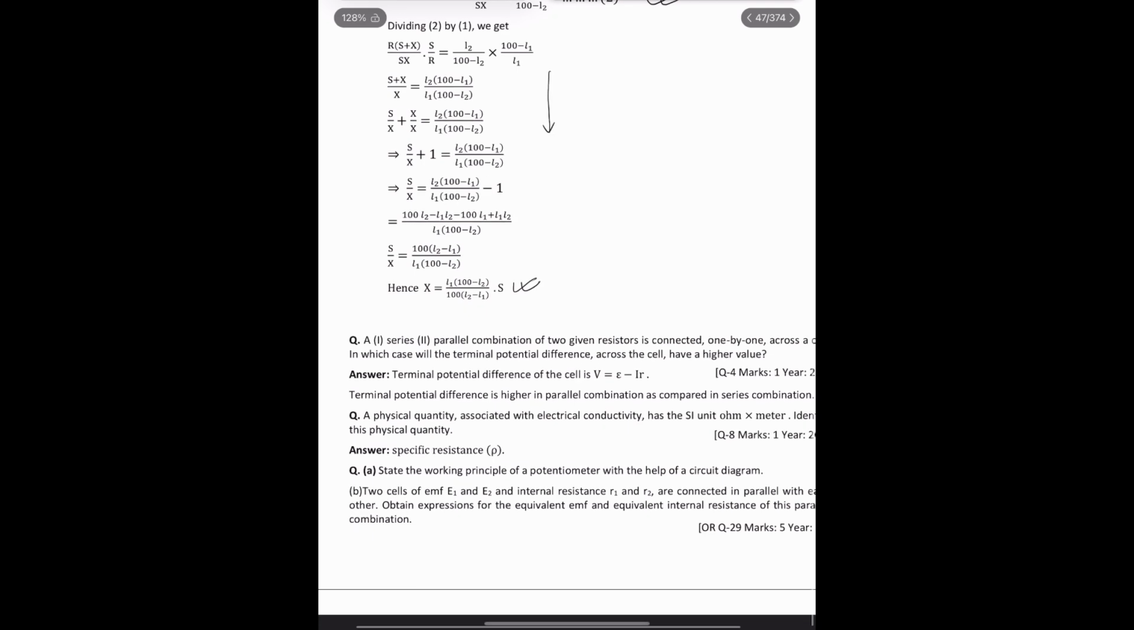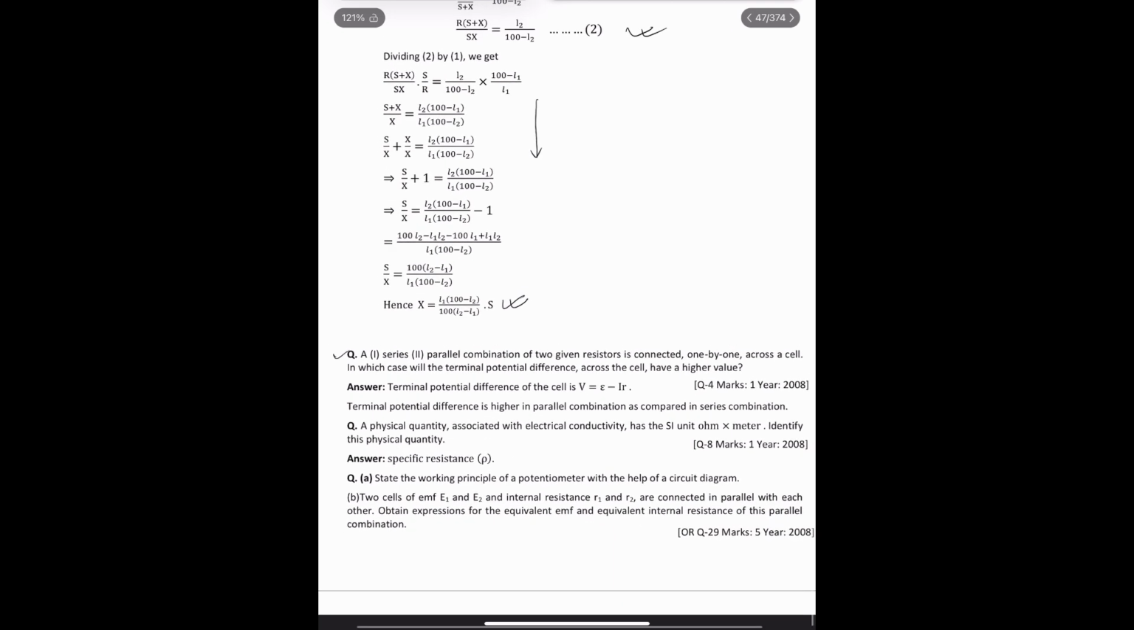Next. A series and a parallel combination of two resistors is connected one by one across a cell. In which case will the terminal potential difference across the cell have a higher value?